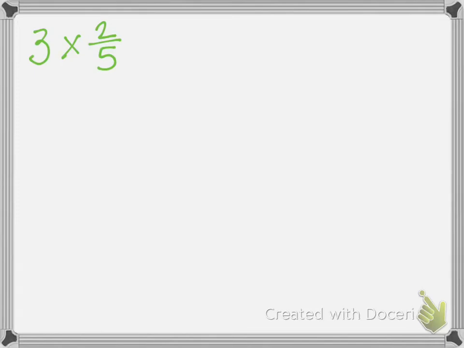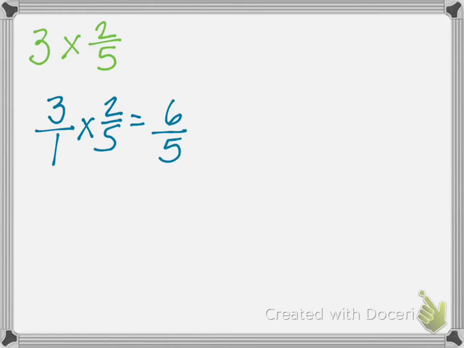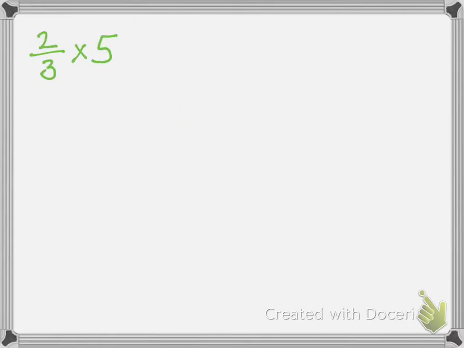Step 1 is turn all whole numbers or mixed numbers into fractions. Well, we don't have any mixed numbers, but we have a whole number, so we put it over 1. The 2/5 stays the same. We multiply numerator times numerator, denominator times denominator, and that's improper. 6 divided by 5, so 5 goes into 6 once. Our remainder is 1. We'd have 1 left over. Denominator stays the same, and we're done.